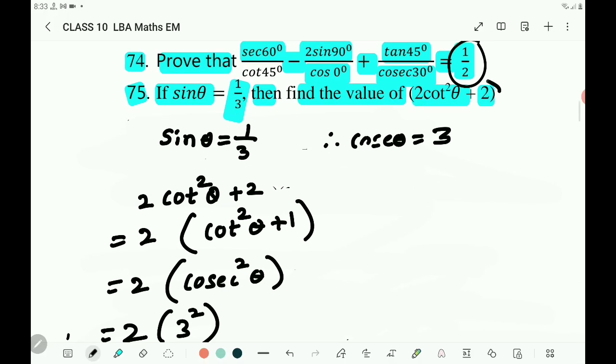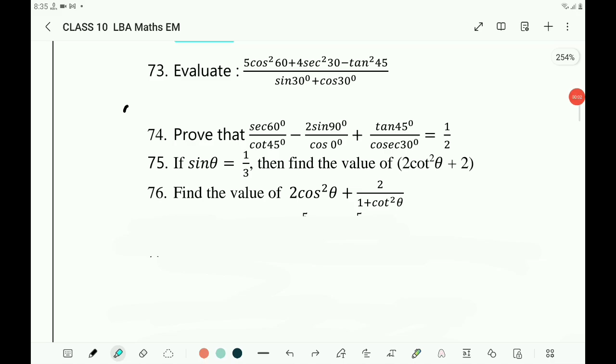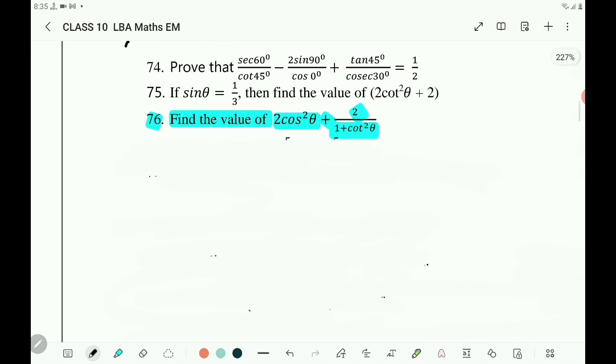Then what is the value of 2 cot square theta plus 2? 2 cot square theta plus 2 is equal to 18. Question number 76. Find the value of 2 cos square theta plus 2 by 1 plus cot square theta. So take 2 cos square theta plus 2 by 1 plus cot square theta.